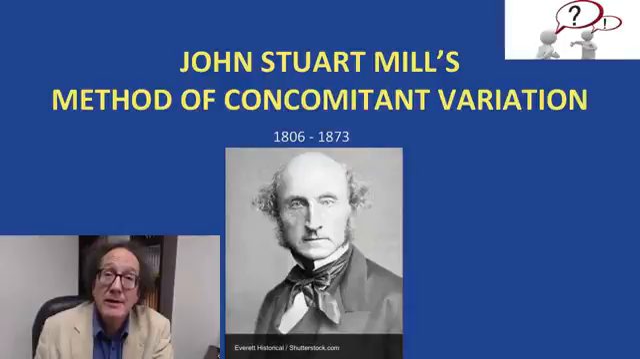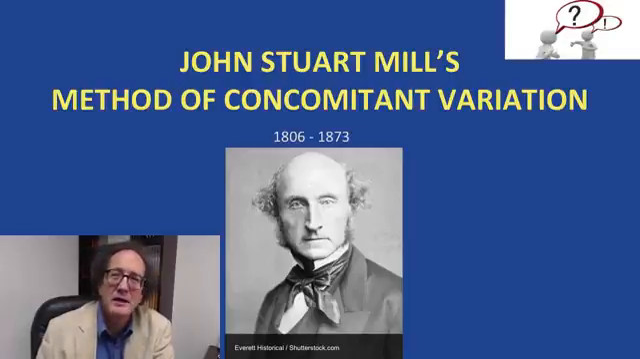And the test that does that is called the method of concomitant variation. It was developed by John Stuart Mill in the 19th century. Brilliant philosopher. He also developed tests that are basically parallel to what we've been calling the necessary condition test and the sufficient condition test. He gave them different names, but it's the same basic idea. This lecture's on the method of concomitant variation, also developed by John Stuart Mill in the 19th century.